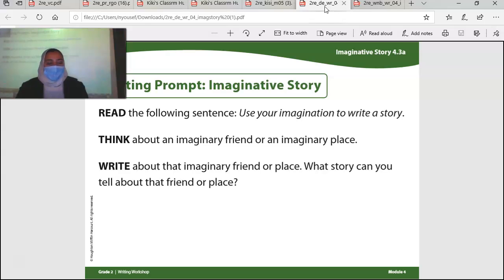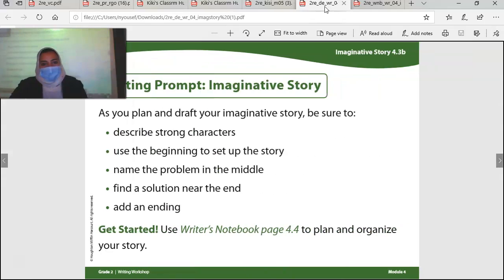Good. Now we're going to write about that imaginary friend or place. What story can you tell about that friend or place? You're going to make up a story. This should be easy. This is the fun kind of writing. I love making up this kind of stuff.